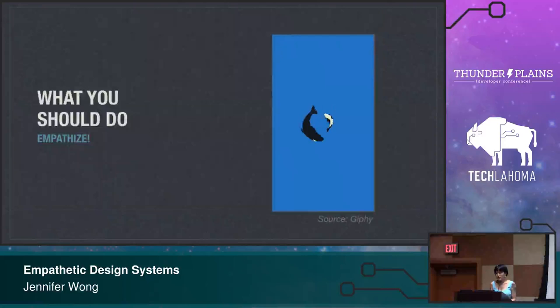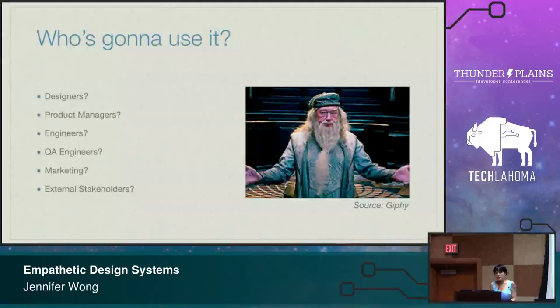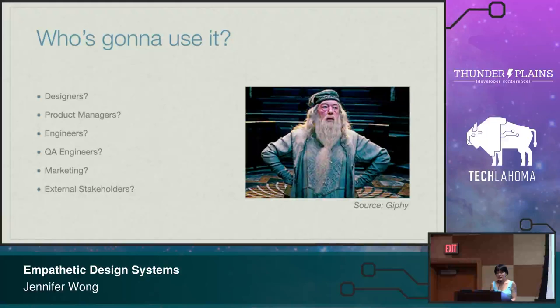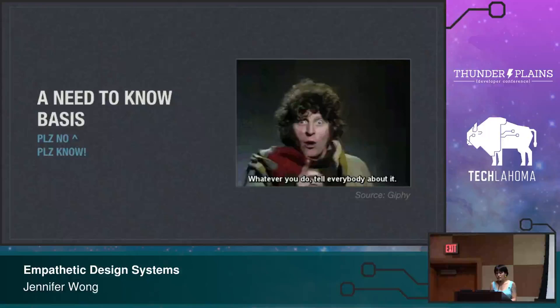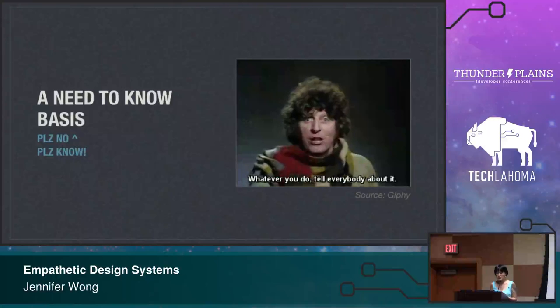So what should you do when you're working on a design system? You should totally empathize. Think about who's gonna use it. Is it gonna be designers, maybe product managers, engineers, QA engineers, marketing, or even external stakeholders if you decide to open source your design system. And then instead of keeping information on a need to know basis, make sure that you tell everyone about the things that you're working on.